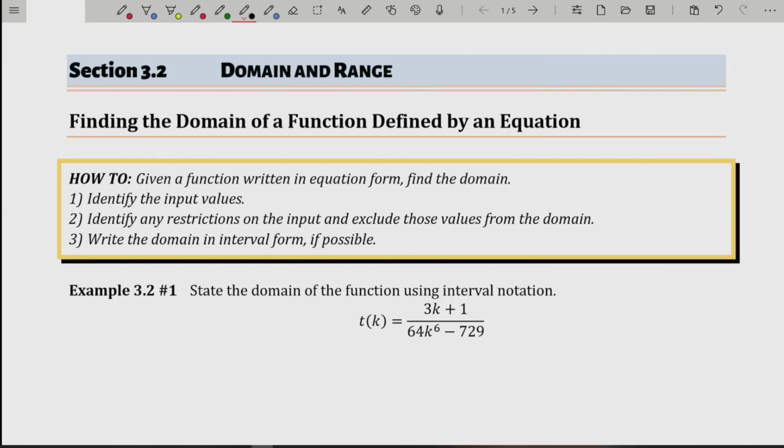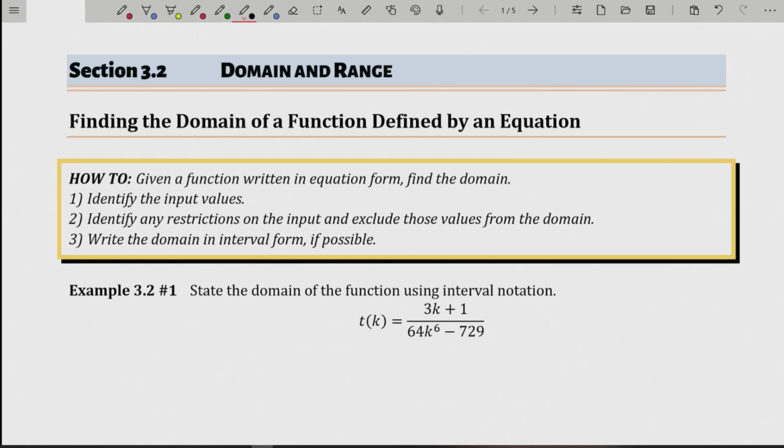If you're given a function as an equation and you're asked to find the domain, the very first thing you're going to do is identify the input values for the function itself. And that is obviously the domain. Identify any restrictions on those, which are restrictions on the domain, and then write the domain in interval notation.